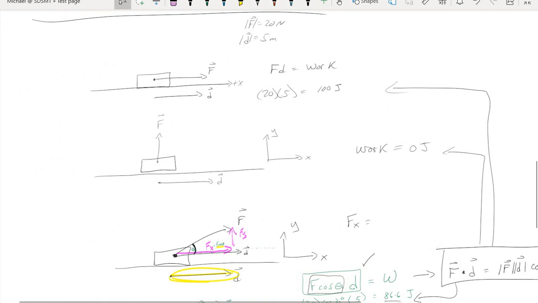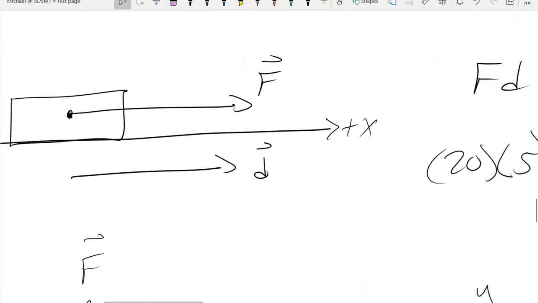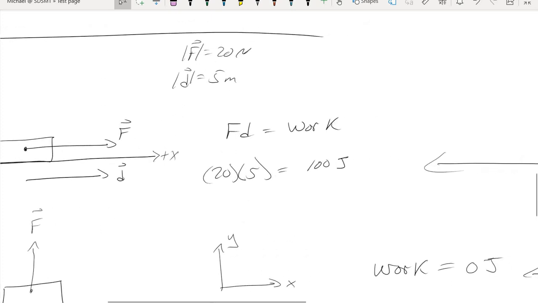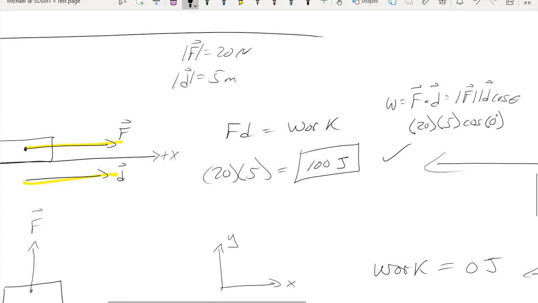Let's take the first case where our force and our displacement vector were running parallel to each other. The work done is F dot D, which is the magnitude of each vector times the cosine of the angle between them. Force is 20, displacement is 5. The angle between the two vectors, they're running parallel to each other. Parallel lines have an angle difference of 0 degrees. Cosine of 0 evaluates to 1. 1 times 5 times 20 is 100, so that works.